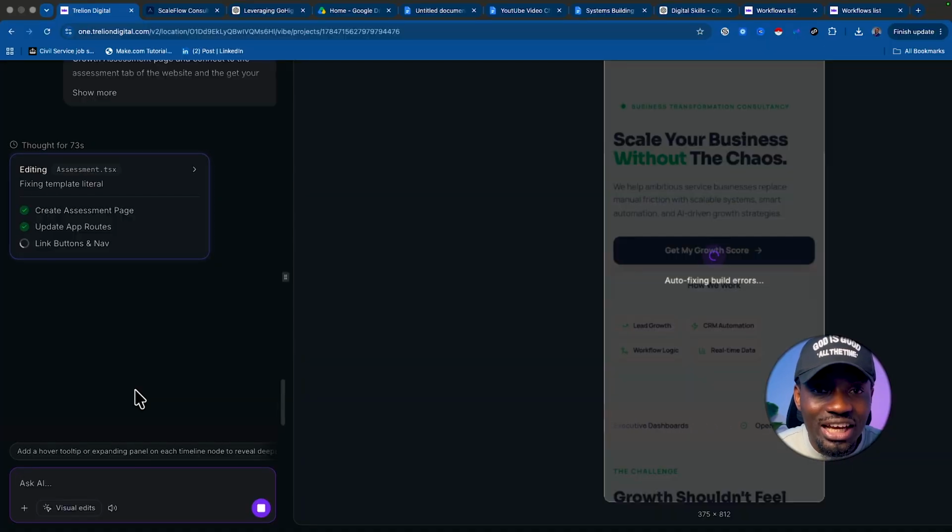Amazing. GoHighLevel AI Studio is doing great work. Right now, it has created the assessment page and is updating the app route, and the next thing is it's going to link the buttons. This would ensure that each time we press a button, it leads to the assessment. Then we are also going to take the assessment in this video to see the score, if the scoring is correct, and also test for any bugs in the system, whether it's mobile optimized and whether it works across all devices and formats. Once we've done that, then we know that we are ready.